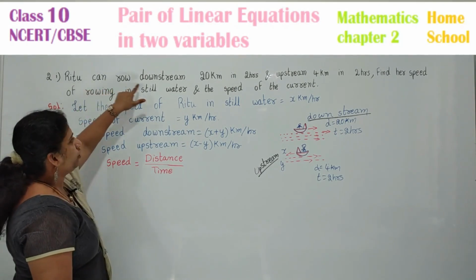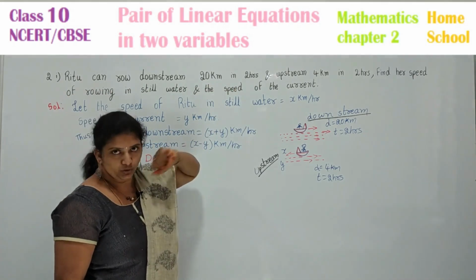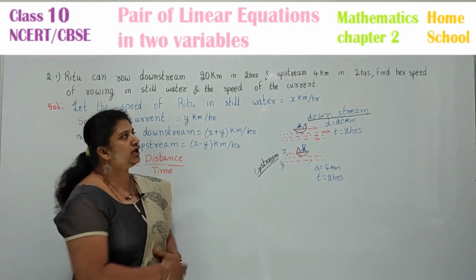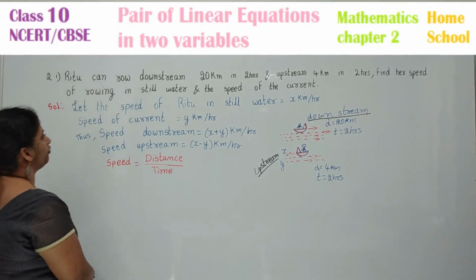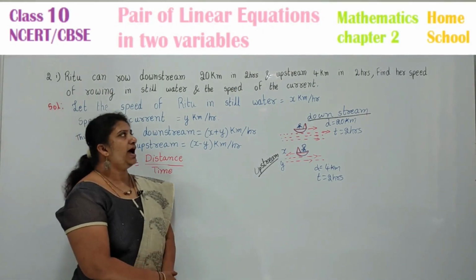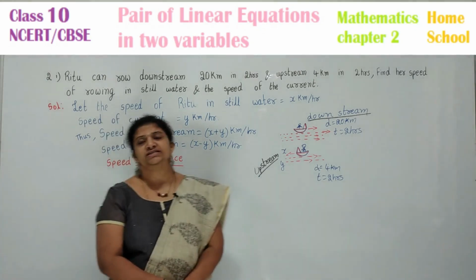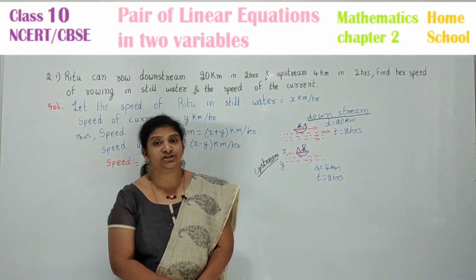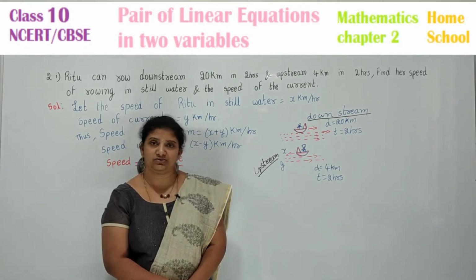Ritu can row downstream 20 kilometers in 2 hours and upstream 4 kilometers in 2 hours. Find her speed of rowing in still water and the speed of the current. So, before starting this problem, children, we should know what is upstream and what is downstream.